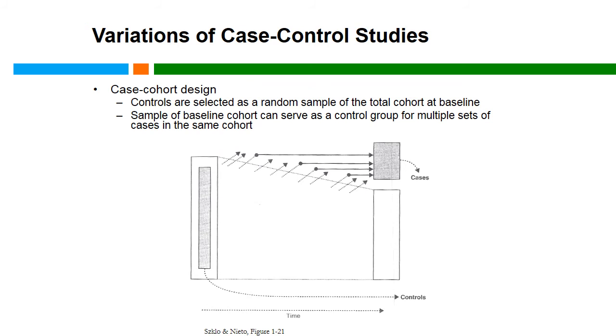The nested case control design differs from the case cohort design in that the case cohort design allows for controls to be selected as a random sample of the total cohort at the baseline. So in this design, the case cohort design, a sample of the entire baseline cohort can serve as a control group for multiple sets of cases in the same cohort. So both the case cohort and the nested case control design are conducted within a cohort study. The difference is the selection of the controls from the cohort as a whole.